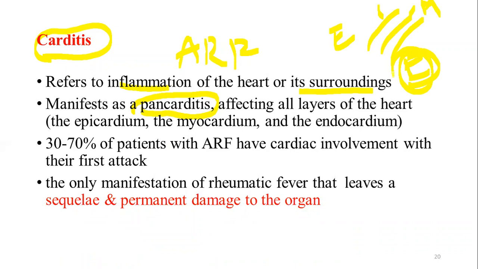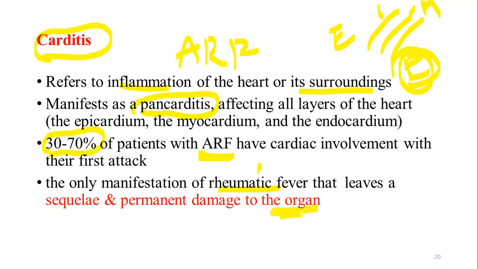When you look at prevalence, 30 to 70% of patients with ARF have cardiac involvement with their first attack. So this is the only manifestation of ARF that leaves permanent damage to the organ. The other manifestations are self-limiting; after treatment, they can be resolved. But this one can cause permanent damage.